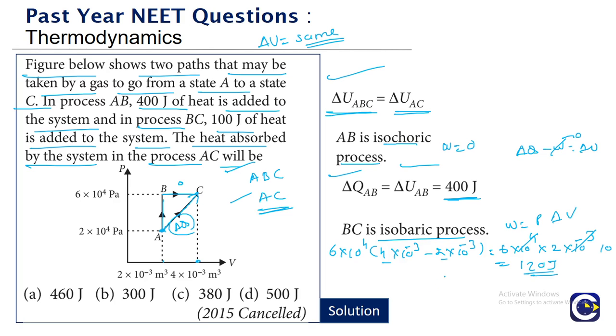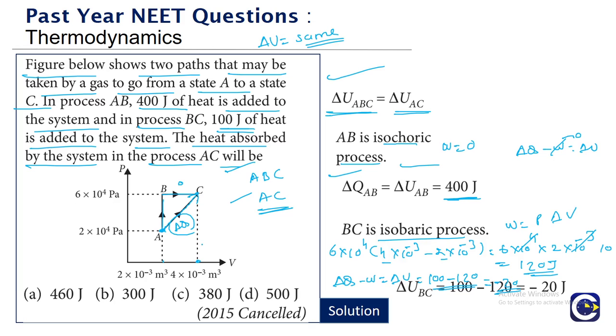That is our W. So what is the first law of thermodynamics? Del Q minus W is equal to delta U. So del Q is what they are giving in the path BC. 100 joules of heat is added, means del Q is 100. So 100 minus 120. W is what? 120, right? So delta U is going to be minus 20.